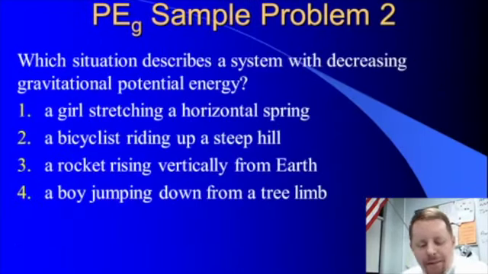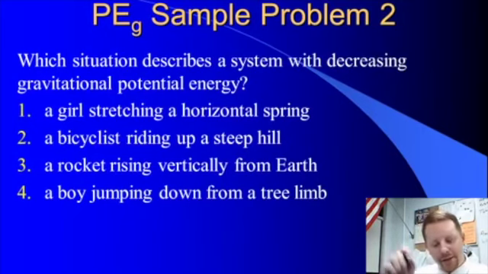Let's look at another one. Which of these situations describes a system with decreasing gravitational potential energy? A girl stretching a horizontal spring, a bicyclist riding up a steep hill, a rocket rising vertically from the earth, or a boy jumping down from a tree limb?